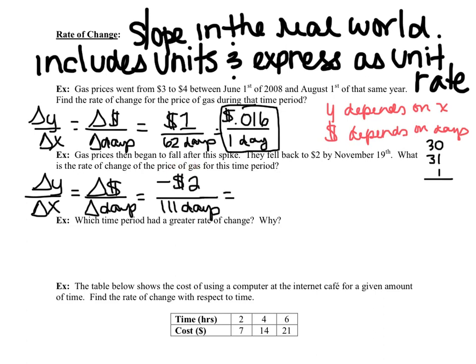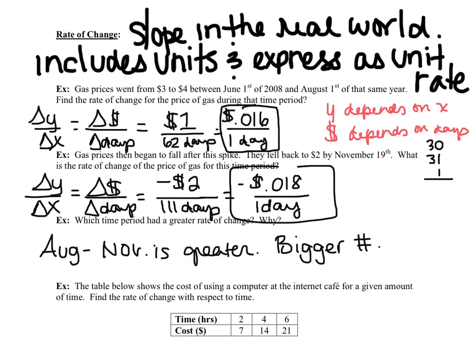So this time, gas prices are going from that $4 back to $2. So this time it's a negative change because they're going down. They went down by $2. And then it's from August to November 19th. So that's 31 days in August, 30 days in September, 31 days in October, and then the 19 days in November makes 111 days. So your next objective, and you're going to do the next two parts on your own, you're going to now change this into a unit rate to figure out how much it changed in one day. And then compare these two answers that you're going to get to figure out which one had the greater rate of change and why. Pause the video, press play when you're ready to check your answer.